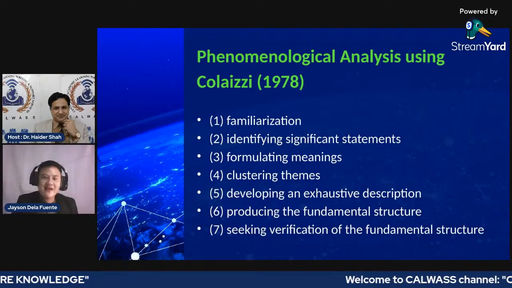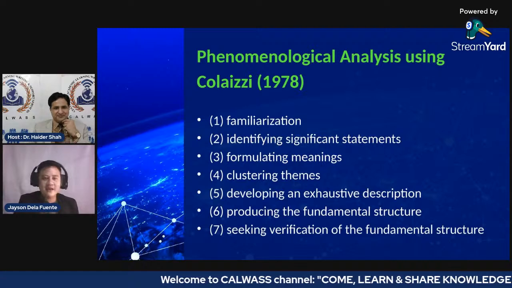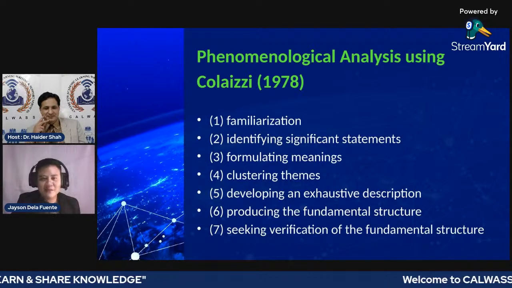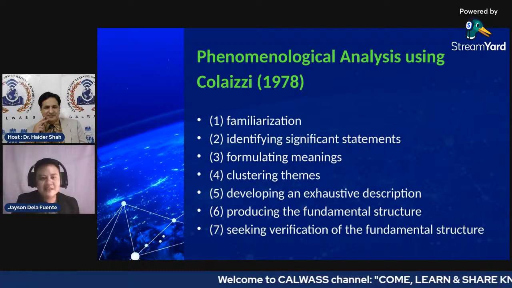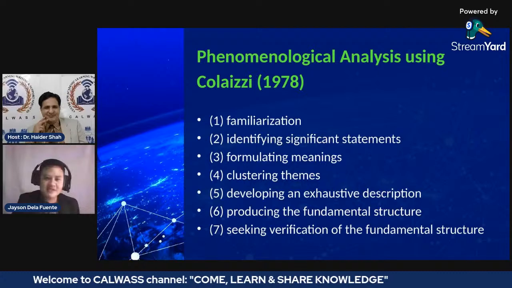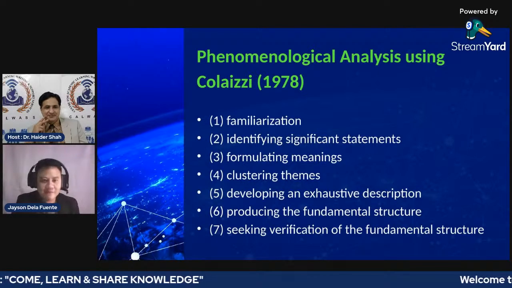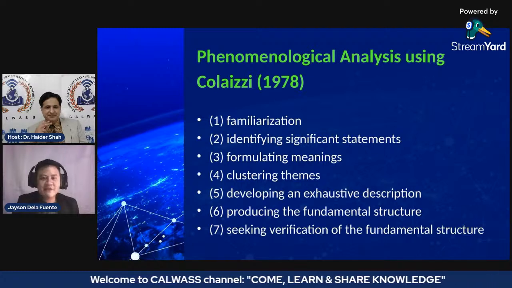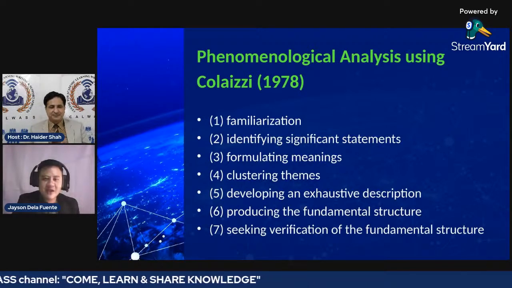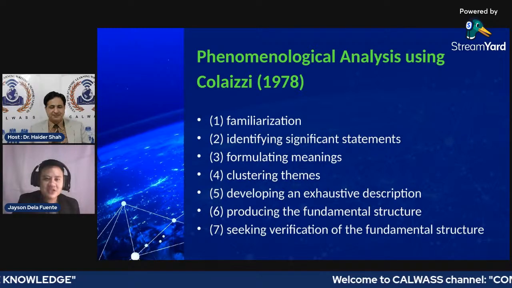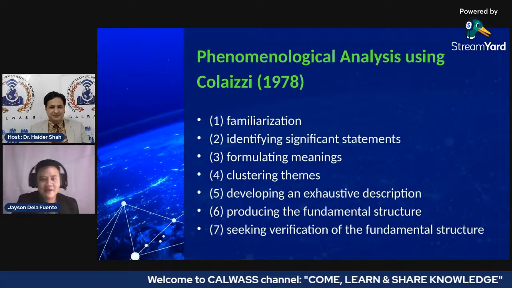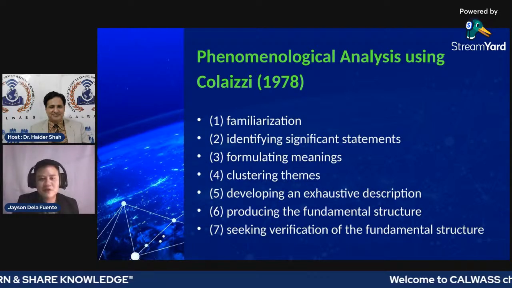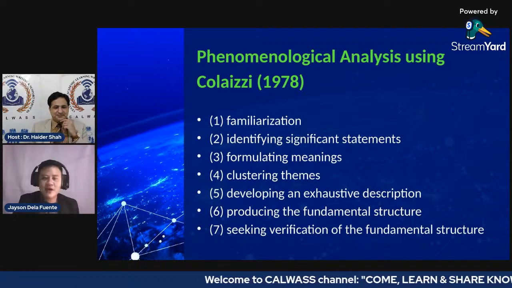Another process that I have been using is actually Colaizzi's. He is a very well-known qualitative expert, especially in phenomenological study. So if Grunwald has 5 processes, Colaizzi has 7. But as you can see, it is almost similar to Grunwald. First, familiarization. From the responses in the interview, you are going to familiarize yourself with the experiences of your participants as to the things that they shared to you in the interview. Then identifying significant statements, formulating meanings, clustering themes, developing an exhaustive description, producing the fundamental structure, then of course you can have your themes. Okay.